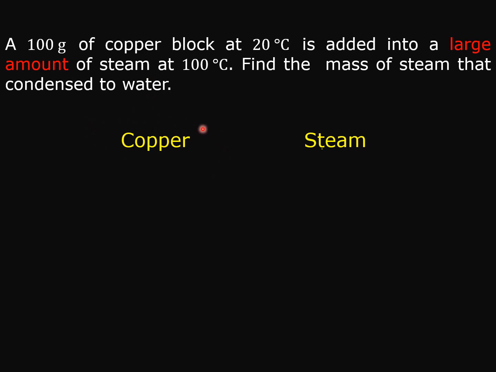Because the copper, after it absorbs the heat, its temperature will rise from 20 degrees C to a higher temperature. If the quantity of steam in the system is large, that means this copper block will increase its temperature until 100 degrees C, and the steam will maintain at 100 degrees C. The mass of the steam that condenses to water will also maintain at 100 degrees C. This is the implication of the large amount of steam. So the final temperature for the system is 100 degrees C.